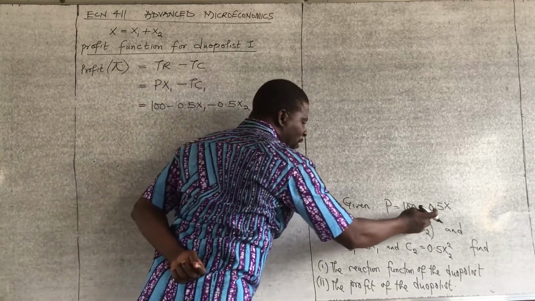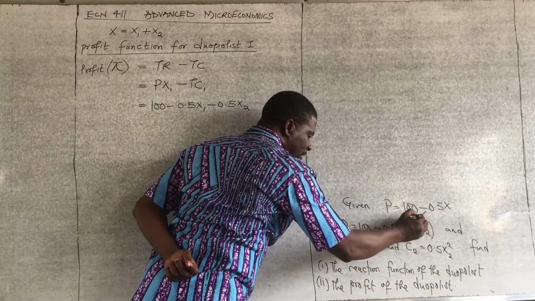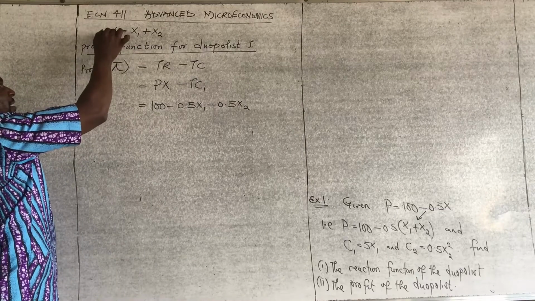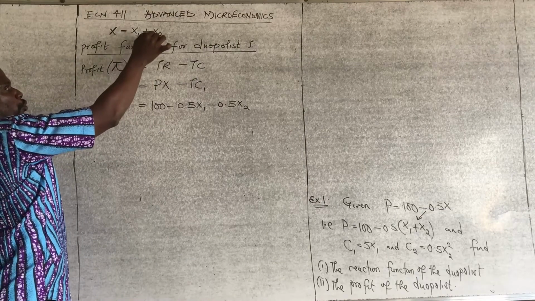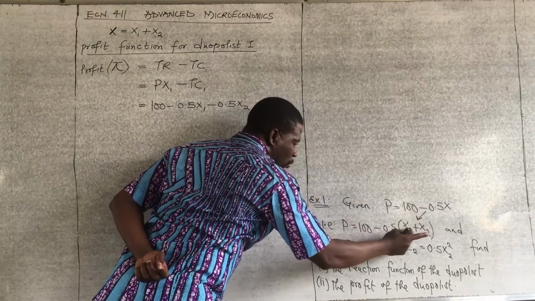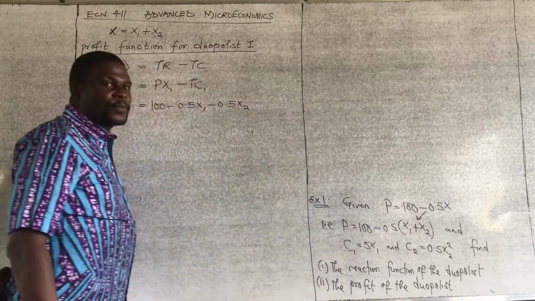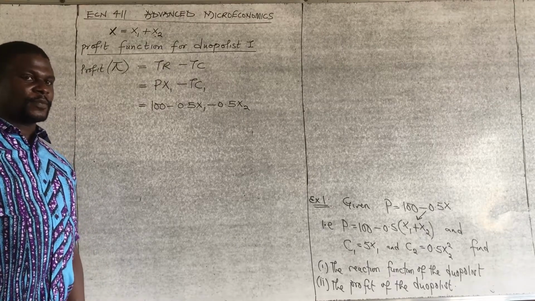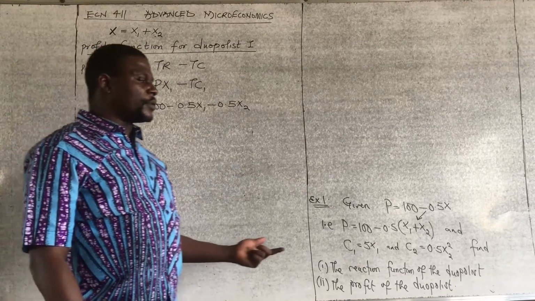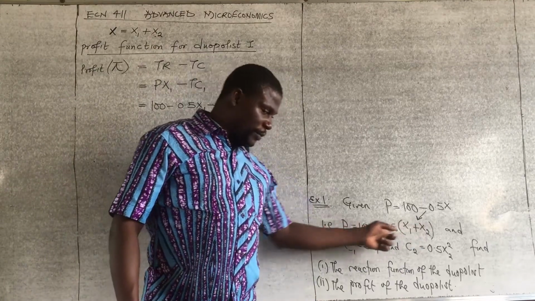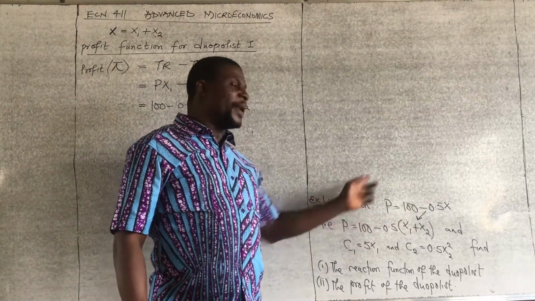100 minus 0.5x is the same thing as this. That was why I started with x is the same thing as x1 plus x2. So where we see x here, it's the same thing as x1. Since we are calculating for duopolist 1, we wouldn't be needing the x2 in the long run. But of course, we have to use this price and multiply by x1.